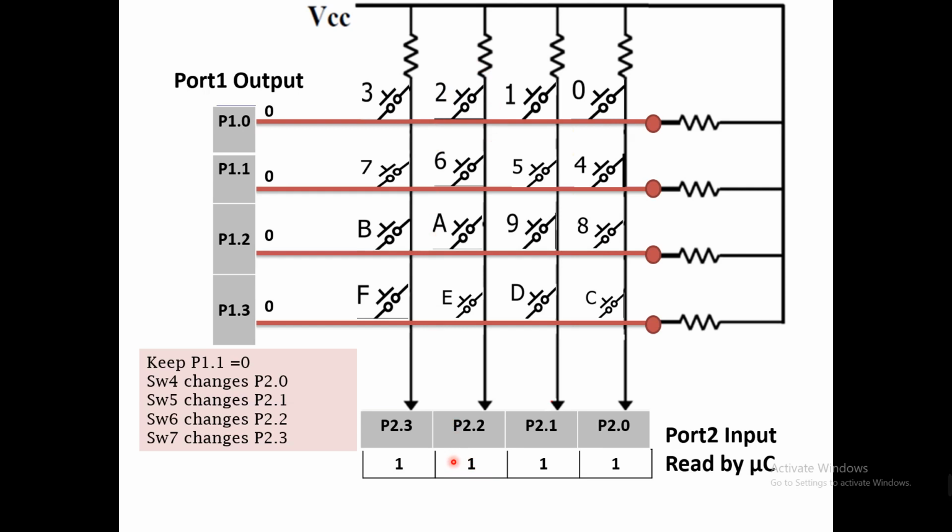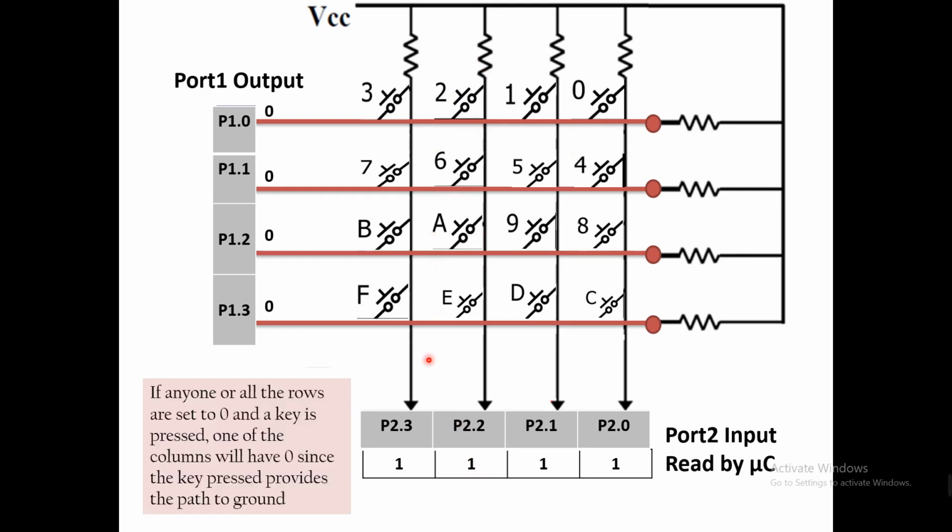So this is our next task, to identify out of 4 which one is pressed. The conclusion is that if all the rows are set to 0 and a key is pressed, one of the columns will have 0, since the key pressed provides the path to the ground.